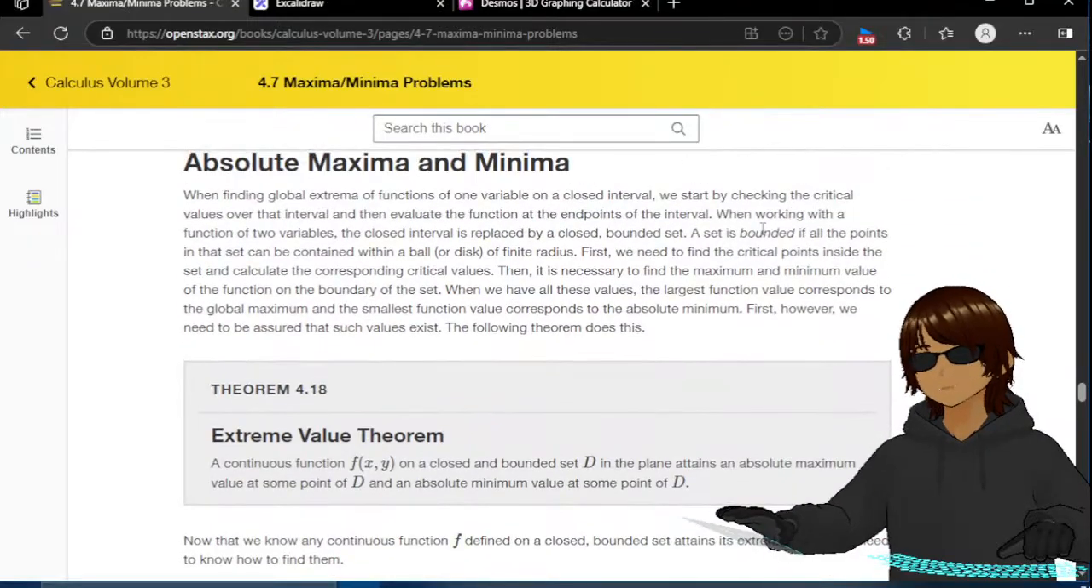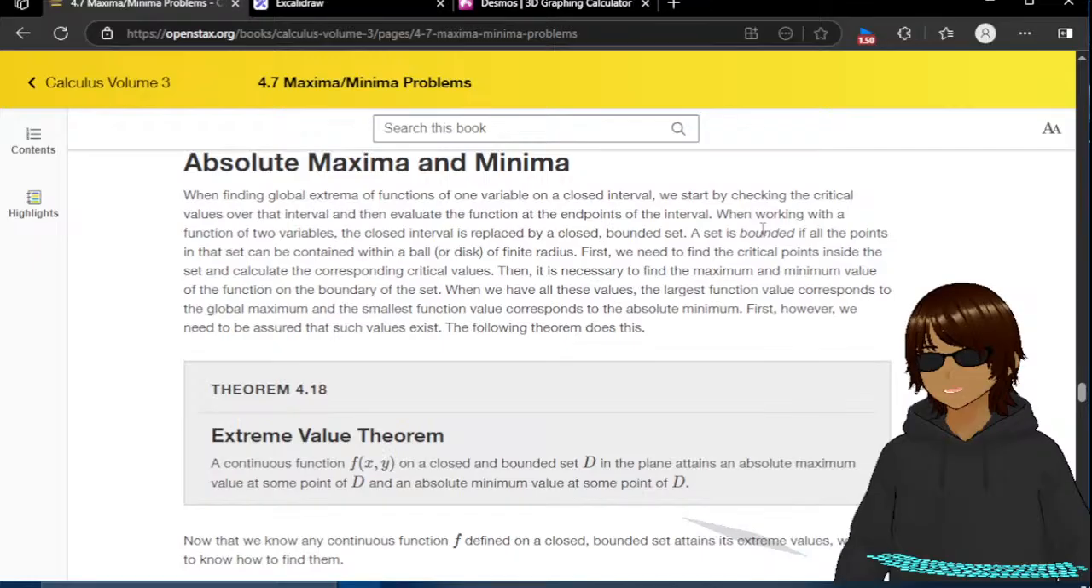When working with the function of two variables, a closed interval is replaced by a closed bounded set. A set is bounded if all the points in that set can be contained within a ball of finite radius. First, we need to find the critical points inside that set and calculate the corresponding critical values. Then it is necessary to find the maximum and minimum value of the function on the boundary of the set. When we have all these values, the largest function value corresponds to the global maximum and the smallest function value corresponds to the absolute minimum.